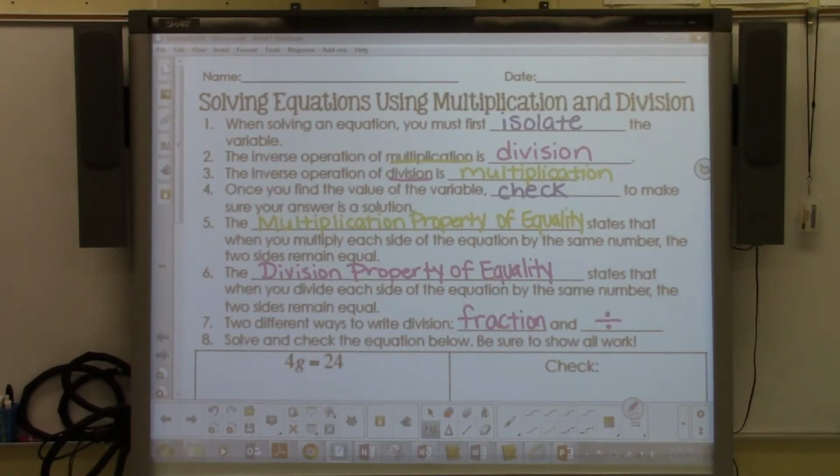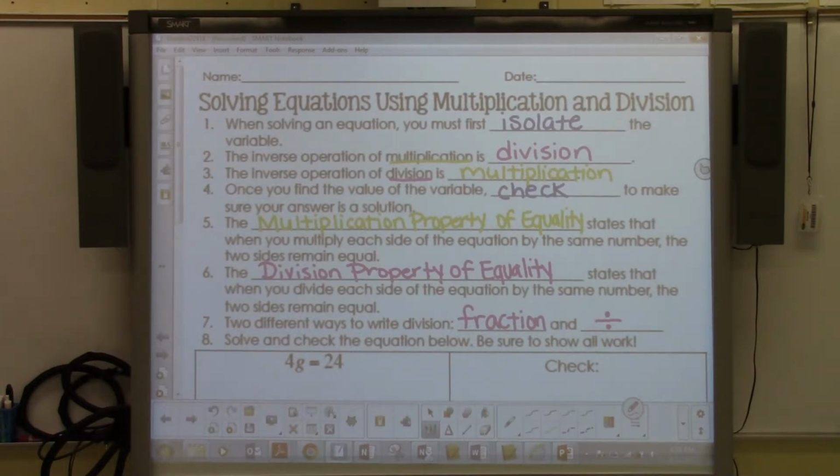Guys, today we're going to be learning about solving equations using multiplication and division. Very similarly to when we took a look at adding and subtracting to solve equations, we're going to use inverse operations. So when solving an equation, again, the first thing you must do is isolate the variable. You must get it all by itself.